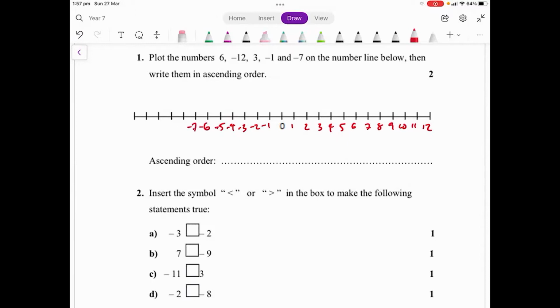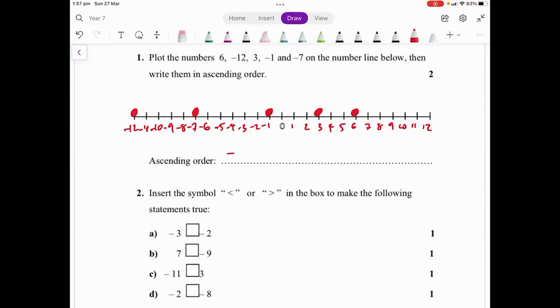Once all the numbers are there, we actually need to plot the numbers given. To plot the numbers given, you need to do a dot, a circle, some sort of colored in round shape on top of the appropriate number. So the first one's 6, so we put a colored in circle on top of 6. We put a colored in circle on top of -12, and so on until all those numbers have a colored in circle on top of them.